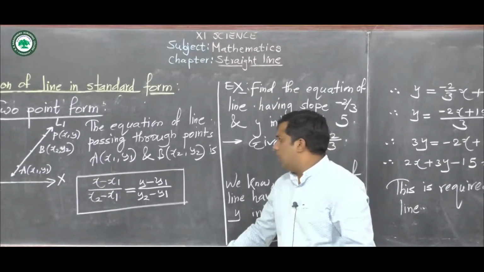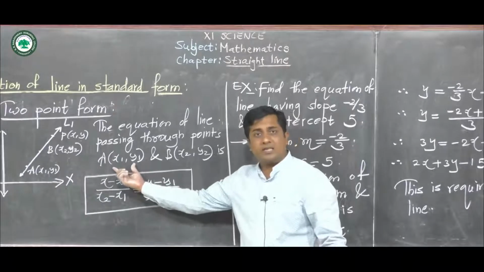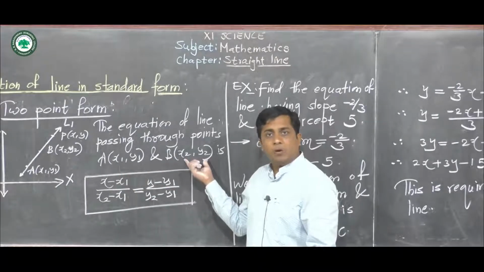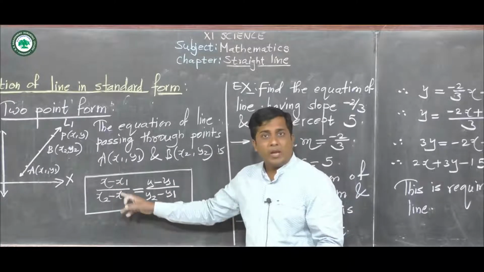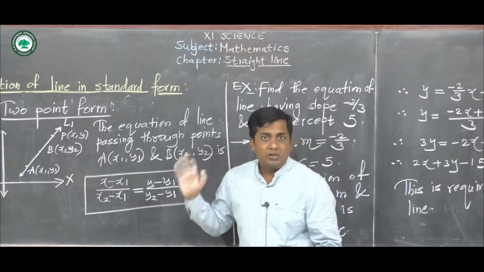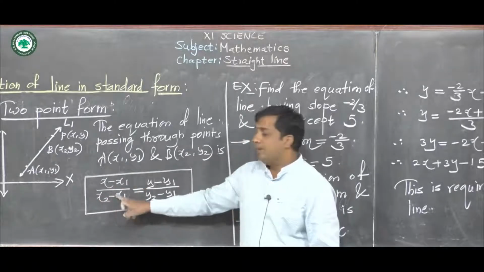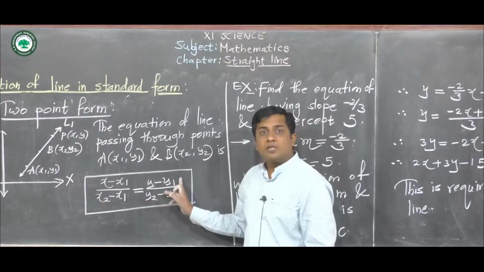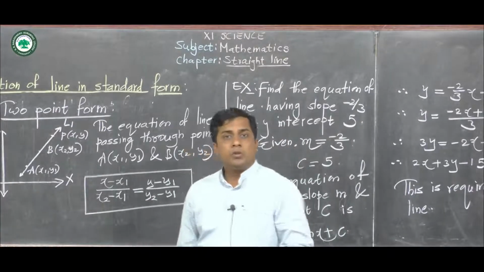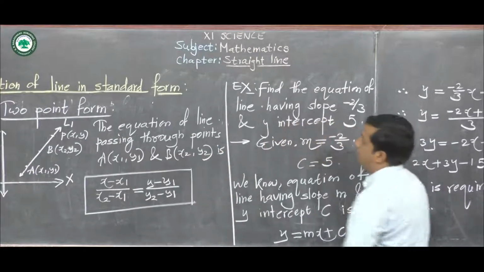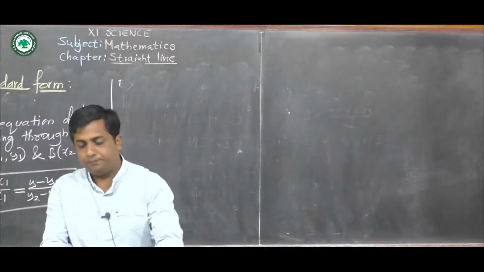Okay, so very simple part it is. Directly 2 points are given having coordinates x1, y1, x2, y2. Here we consider only x1, y1, x2, y2 and x, y in this form. Remember this part: (x minus x1) upon (x2 minus x1) equal to (y minus y1) upon (y2 minus y1). So we have to see some examples related with this part. Okay, so example.